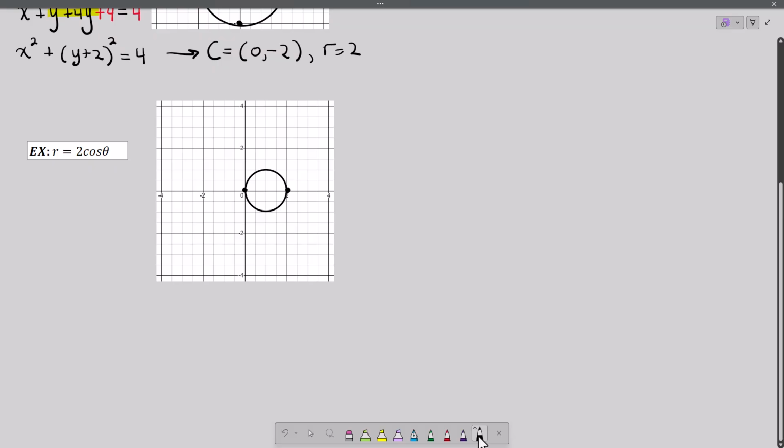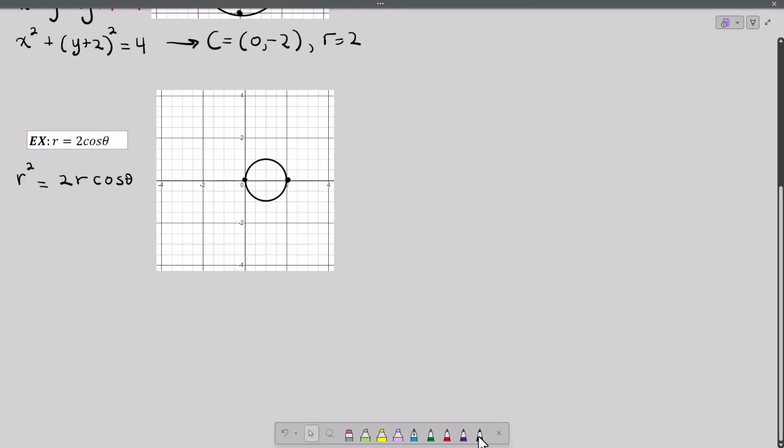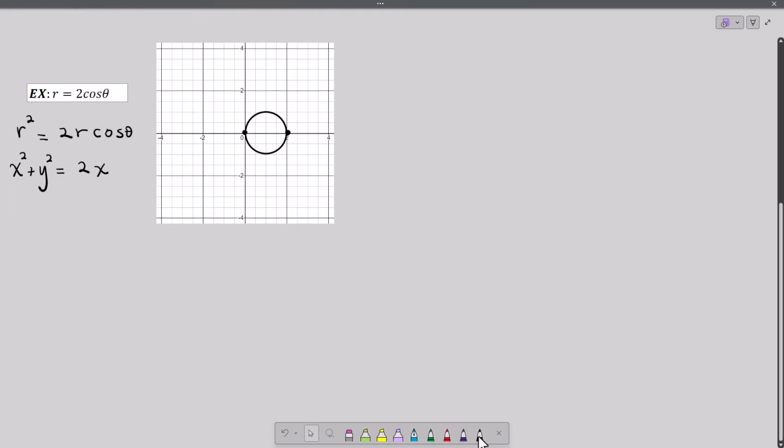Now if we go the real mathy way, we want to use our equations over there. We have a similar situation. We want to multiply both sides by r so that we have a left side and a right side that lines up over here. R squared is x squared plus y squared. Our r cosine theta is x. So that is a pretty straightforward way to get to Cartesian, multiplying both sides by r. And once again, that's a circle, but we don't know where that circle is until we put everything on the left side and complete the square.